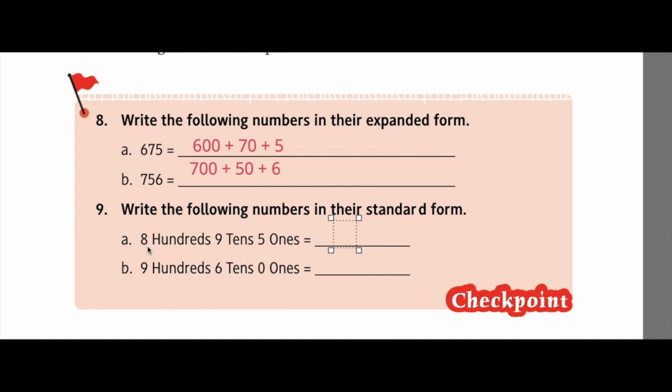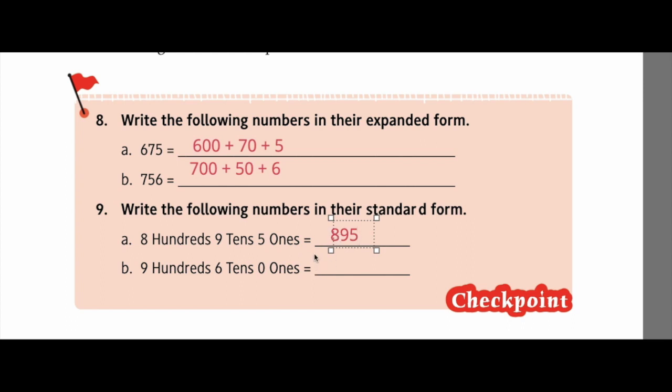Face value is that we are writing the value of the digit is the same as the digit itself. A. We have 800, 9 tens and 5 ones. So we are writing the number in the hundreds place, that is 8. After that we have the number in the tens place, that is 9. After that we have 5 in the ones place, so we are writing 5. So the standard form of 800, 9 tens and 5 ones is 895.